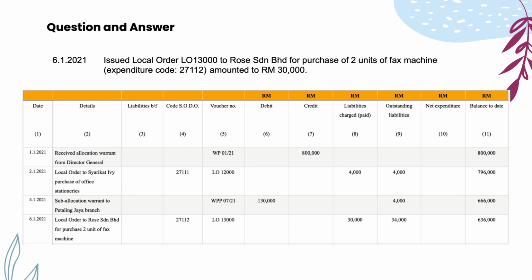The fourth transaction is on 6th January 2021. Local order LO 13,000 to Rosendran Berhad for purchase of 2 units of fax machine with expenditure code 27112 amounted to 30,000 ringgit. The expenditure code and voucher number will be put on column numbers 4 and 5. The amount recorded is 30,000 ringgit at column number 8. But now, the outstanding liabilities has increased to 34,000 ringgit.